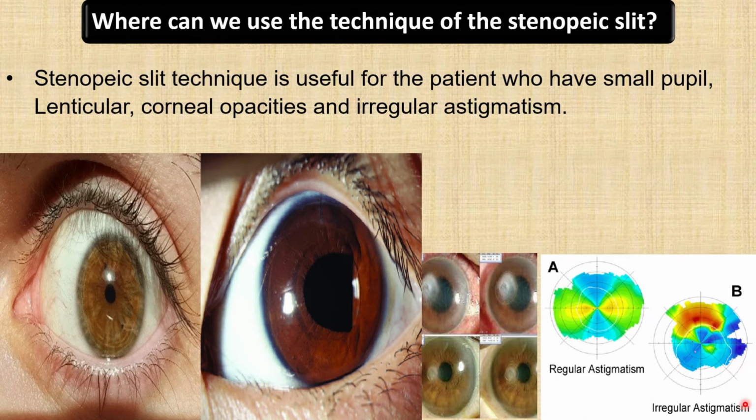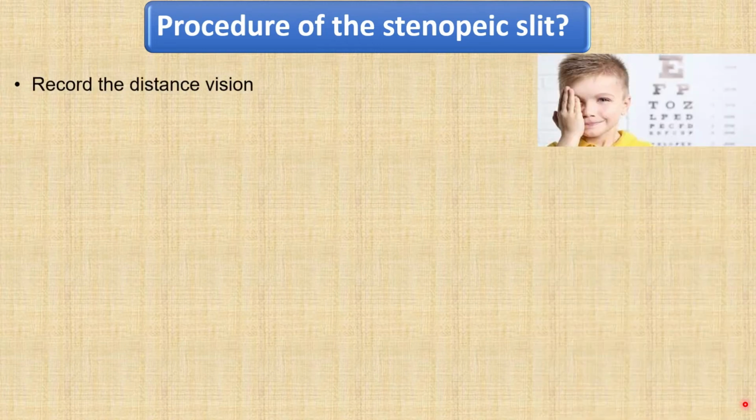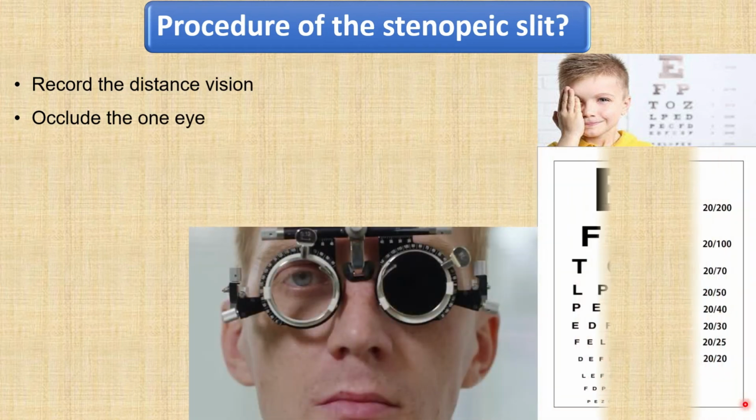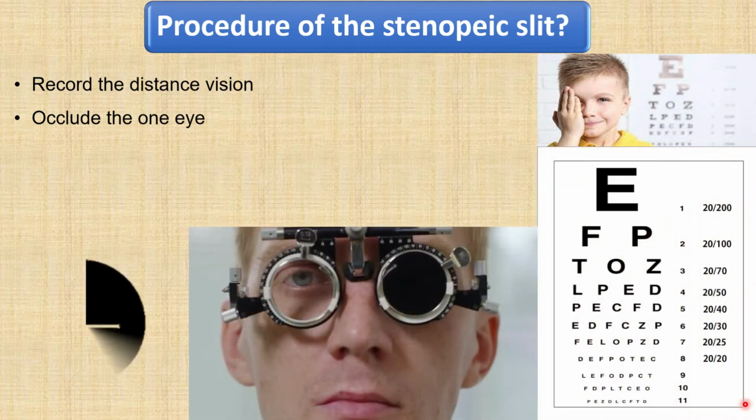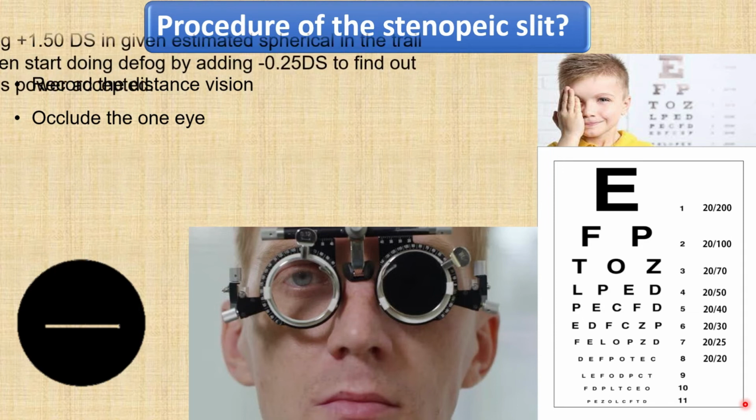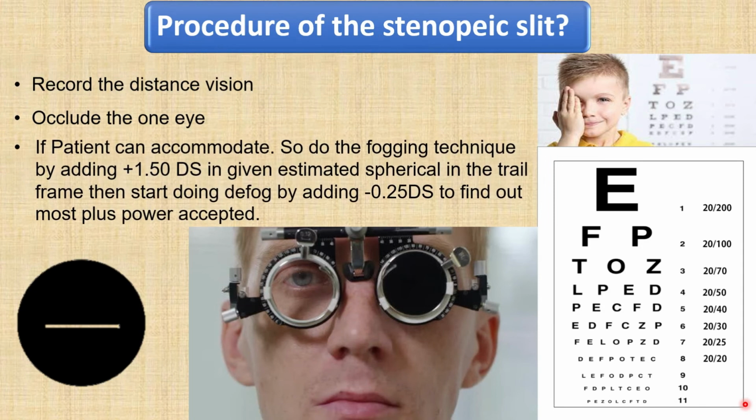Friends, let's know the procedure of the stenopic slit. Firstly, record the distance vision, then occlude the other eye. If the patient can accommodate, do the fogging technique by adding plus 1.50 diopter sphere in the given estimated spherical in the trial frame. Then start doing defog by adding minus 0.25 diopter sphere to find out most plus power accepted.